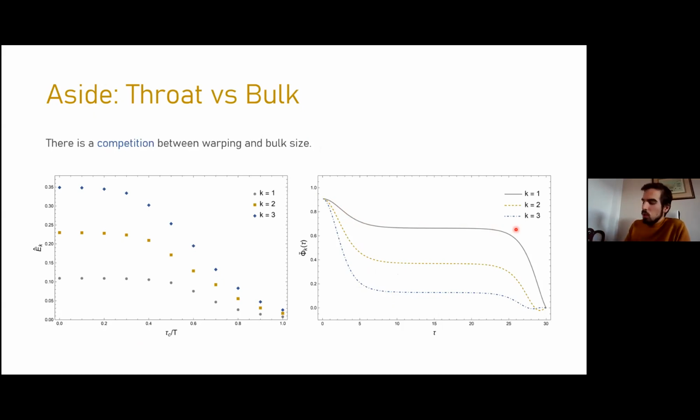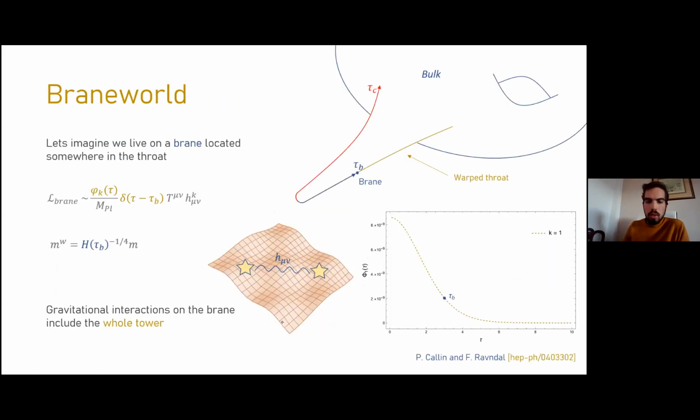On the left-hand side, I'm showing you how the masses behave if you fix the volume of the compact space and then just change the strength of the warping. You get a constant value for the masses until the warping starts dominating and you get this suppression. This was also mentioned in one of those papers that I just showed you, but it's especially interesting when you interpret it in terms of the effects on the gravitational interactions in 4D. So let's go back to that story.